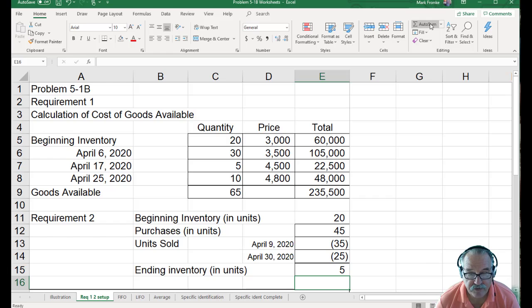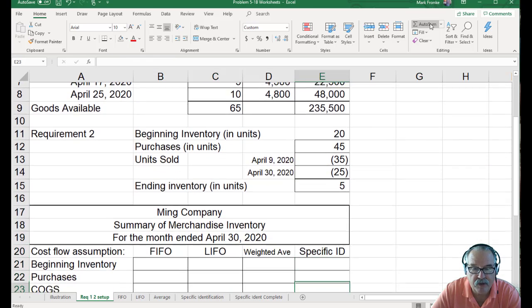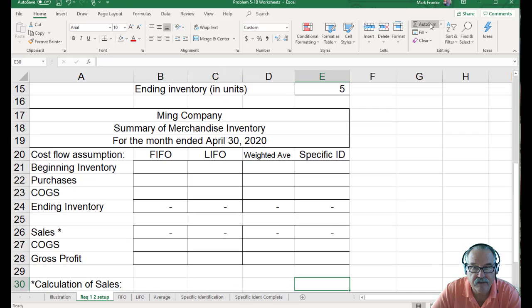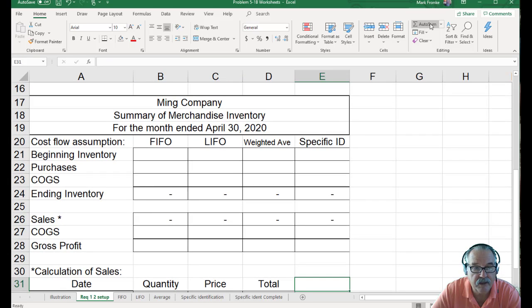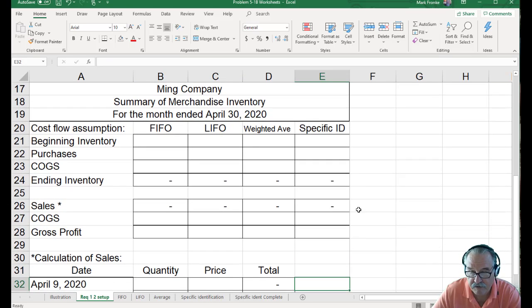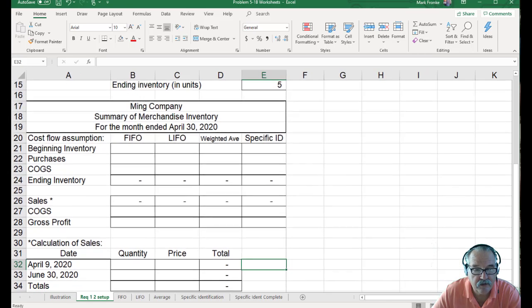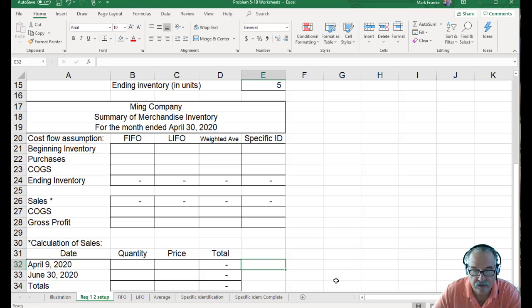Our job now is to figure out what the cost of goods sold was and what the cost is in ending inventory. And so we are going to compare these 4 methods, FIFO, LIFO, average, and specific identification, and put them on a spreadsheet I've got on the first page of the worksheets. And so the first thing that we will do is calculate sales.